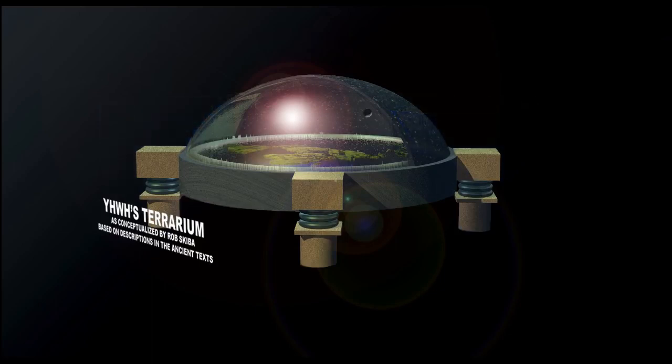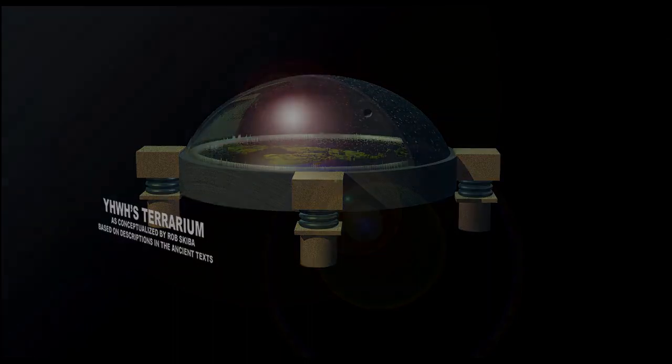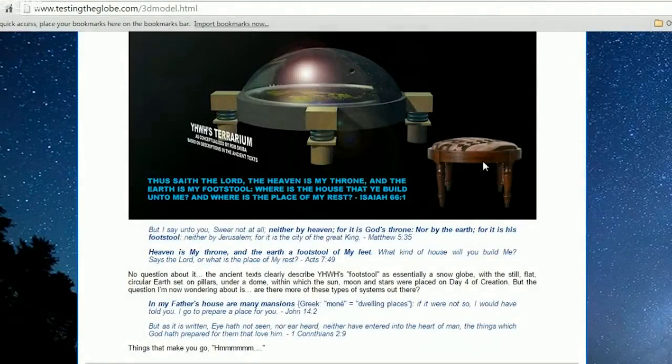"Thus saith the Lord, the heaven is my throne, and the earth is my footstool. Where is the house that ye build unto me, and where is the place of my rest?" Isaiah 66:1. And somebody had posted this picture of a footstool on my Facebook, and I thought, wow, how amazing is that? They posted this after I was already building this model.